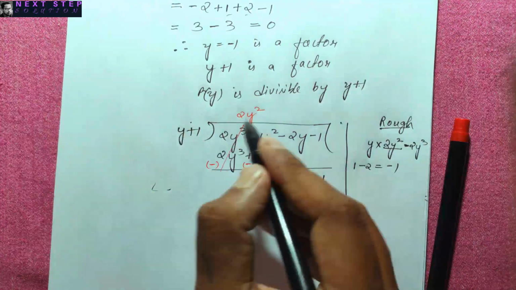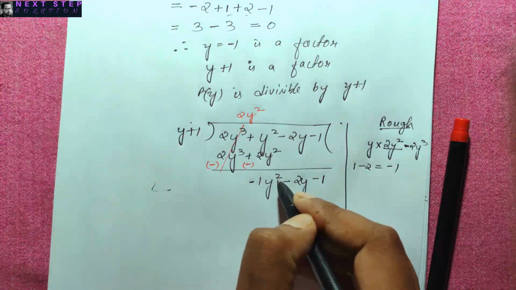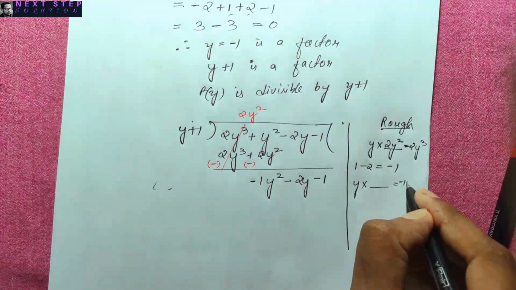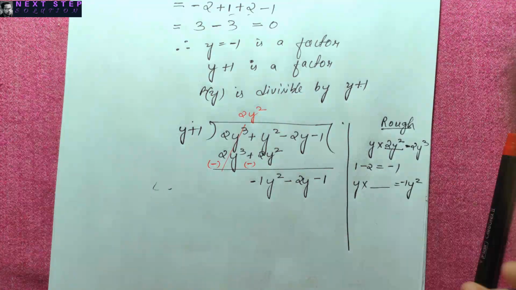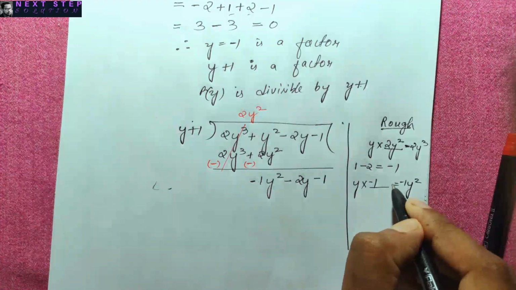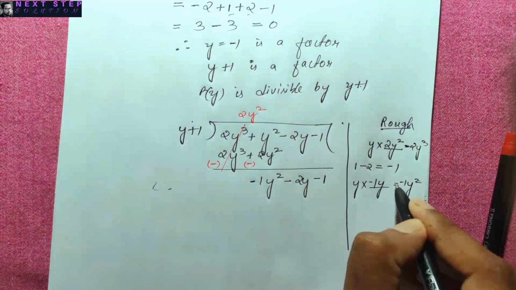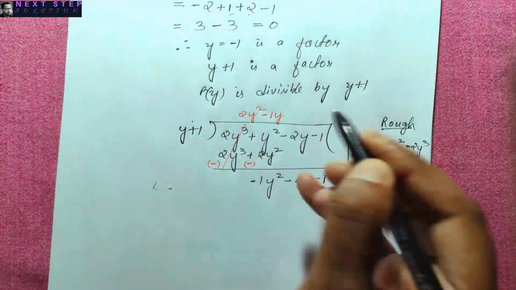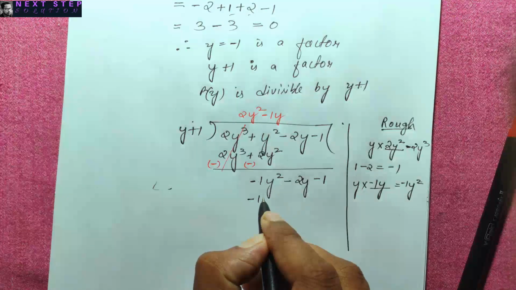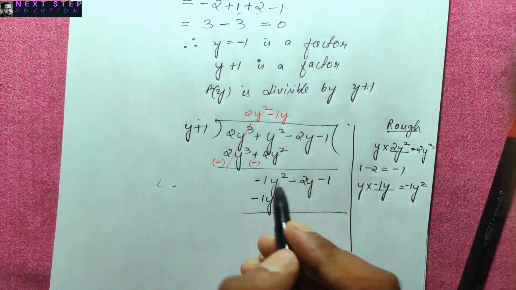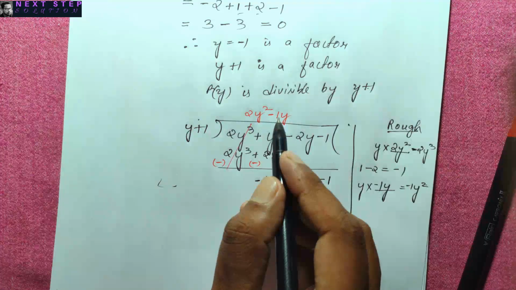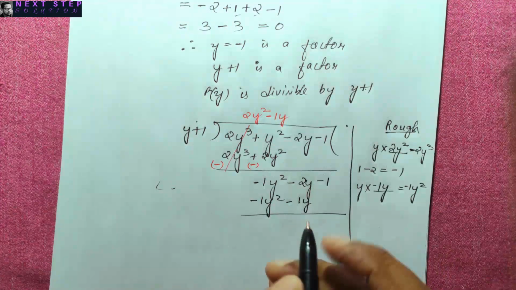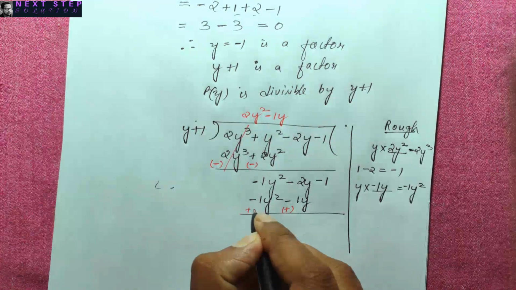Now y should be multiplied with something to get minus 1 y square. If you multiply y with minus 1, we get minus 1 y, but to get square we need one more y here. So if y is multiplied with minus 1 y, we get minus 1 y square. Now we close this, but before subtracting, 1 should be multiplied with minus 1 y. It will become minus 1 y.